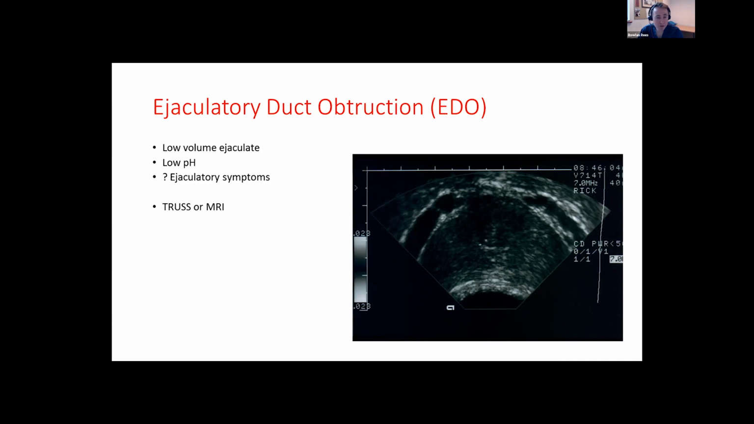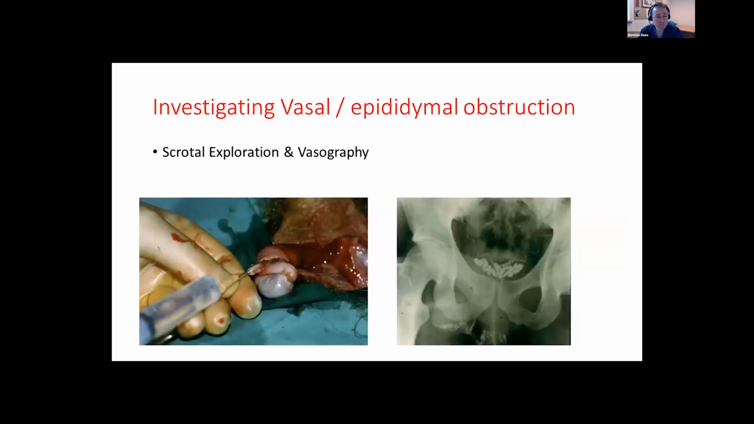TRUS, as I say, transrectal ultrasound, is very good at looking at the ejaculatory ducts. And you can see there on the picture on the right, a dilated ejaculatory duct running through the prostate. Vasography, that's just a slide showing how vasography is done. Not very often done these days, but in selected specialized cases, and is always done at the time of scrotal exploration. You can't do a vasogram in the outpatients transcutaneously or percutaneously. You've got to do it really by delivering the testis and the vas in order to get that needle into the lumen.